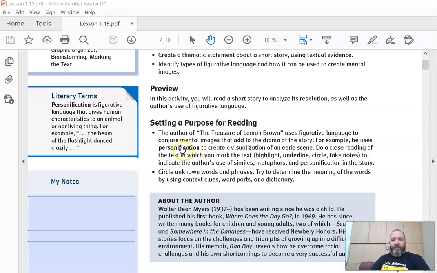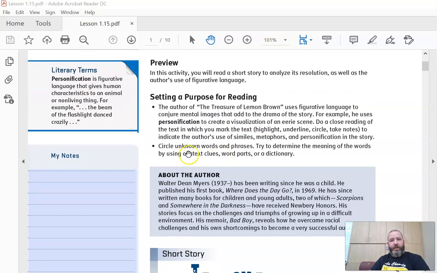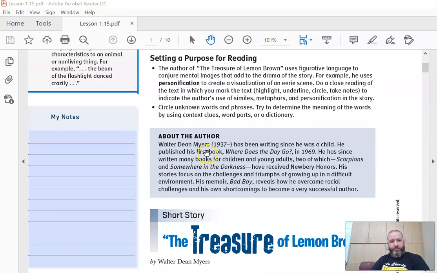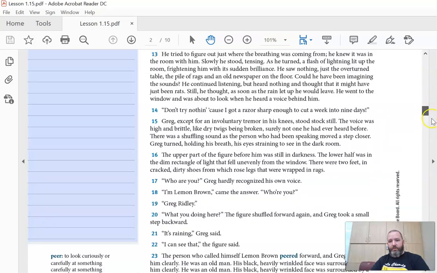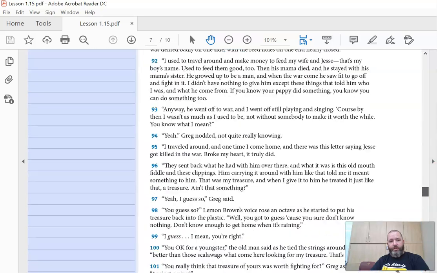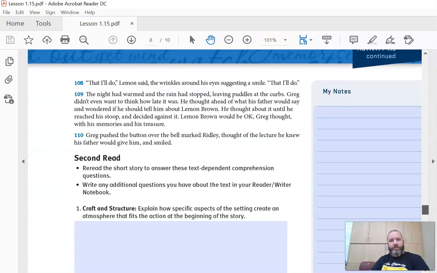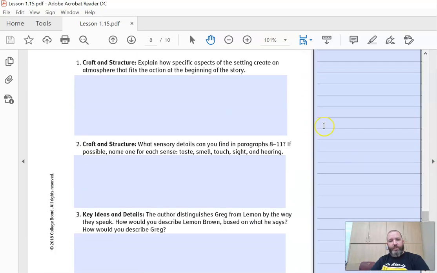Anytime you see personification, make sure you look for those, and any other similes and metaphors as well. And then, like always, circle unknown words and phrases. This is by Walter Dean Myers. That's a pretty long story, so I will scroll down this way till we get to the questions. So I would read the story before you start listening to this part. Go ahead and pause it before you continue.